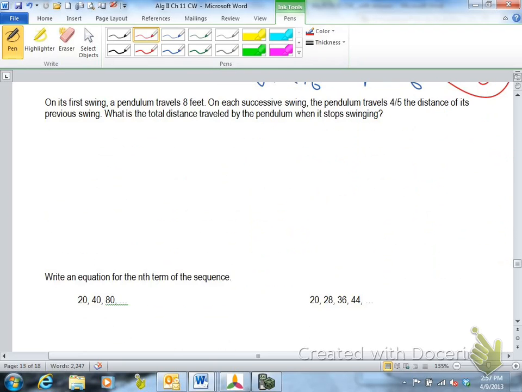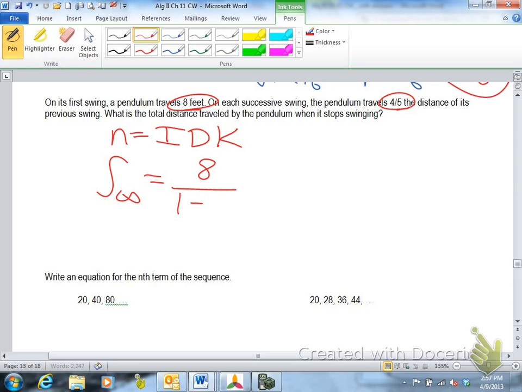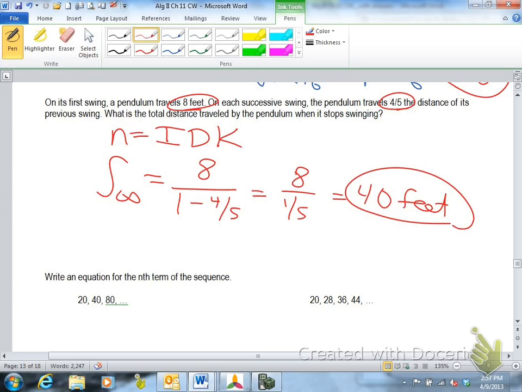Do this one pretty quickly. A pendulum swinging 8 feet, 4/5 each time. You don't know how many turns, I don't know the number. So I'm going to use an infinite geometric series. It starts with 8, and it's going 4/5 each time. So it's 8 over 1/5, which comes to 40 total feet that the pendulum swings.